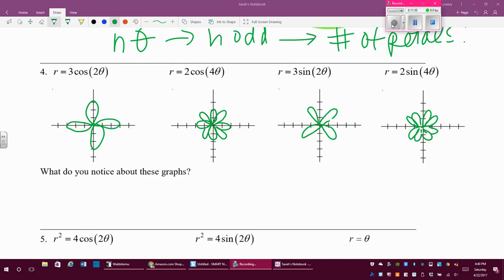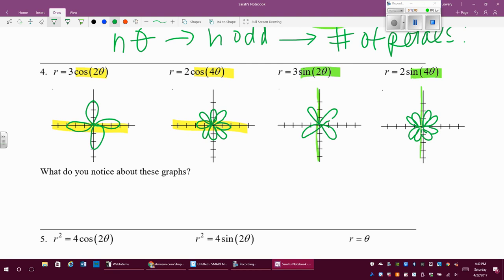So let's start with the big things to start with. Here's a cosine graph. It is symmetric over x. Yes, I know it's also symmetric over y, but again, that's because this has an even number of petals. Here, cosine graph, symmetric over x. Here is a sine graph symmetric over y, sine graph symmetric over y. But the petals are slightly different.